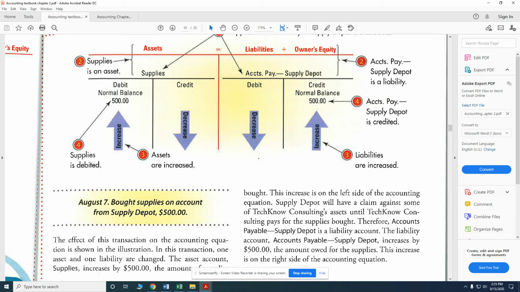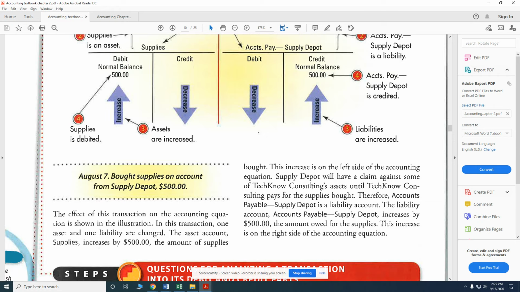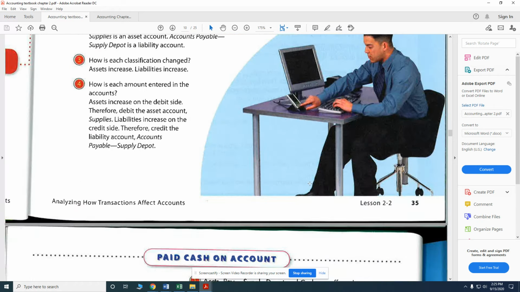Supplies gets a debit, it's an increase, plus 500, and the liability gets increased by 500. So we debit supplies on the asset side, and we credit accounts payable to show we have 500 plus on the left, plus on the right. And again, using that language.